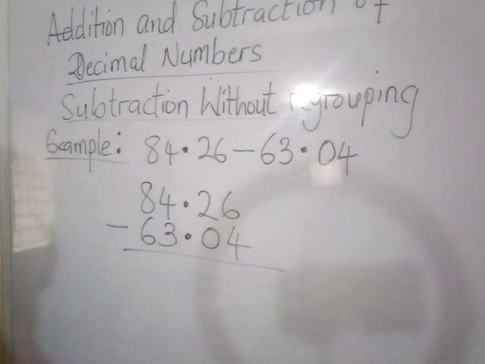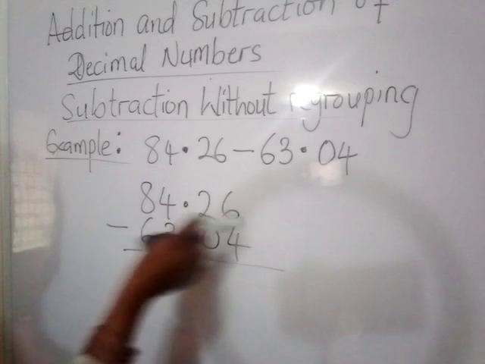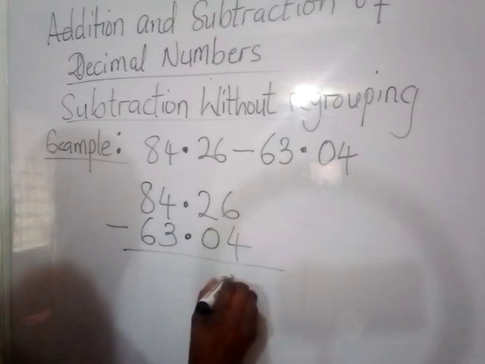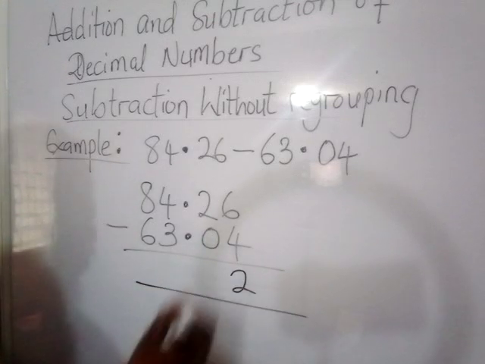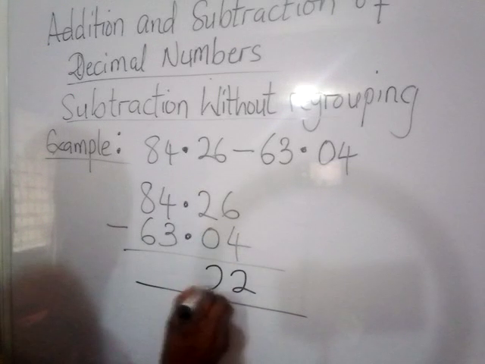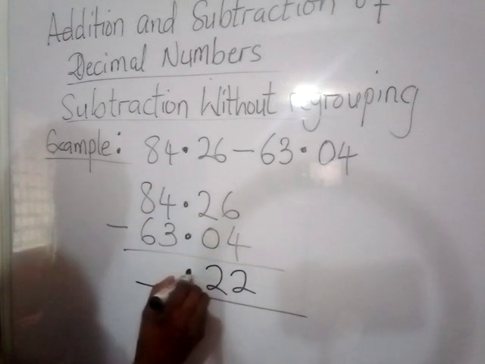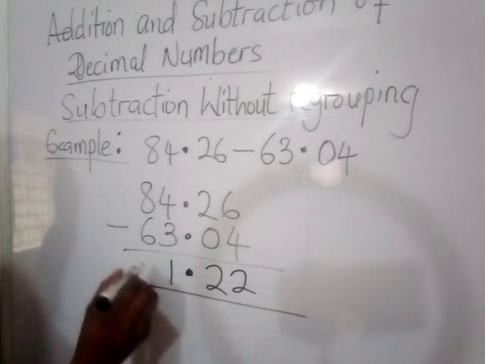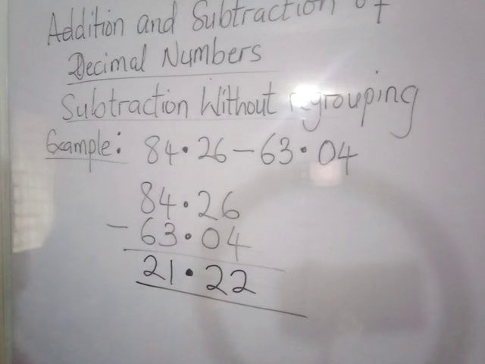Our first example in subtraction without regrouping is what we have right here, 84.26 minus 63.04. So again, you see the arrangement just like we arranged when we were doing addition. The only difference here is we are subtracting. So 6 minus 4, that gives us 2, right? 2 minus 0, that's 2. And then you remember to bring down your points. 4 take away 3 is 1, and 8 take away 6 is 2. So our answer is 21.22.